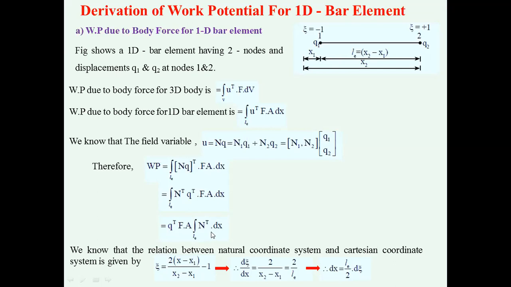Now for simplification, just replace the Cartesian coordinate system with the natural coordinate system. We know the relation between natural coordinate system and Cartesian coordinate system, which is given as zeta equals 2 times (x minus x1) by (x2 minus x1) minus 1. Differentiate zeta with respect to x, so I get 2 by (x2 minus x1). x2 minus x1 is nothing but the length of the element, which equals 2 by LE. Therefore, dx equals LE by 2 into d zeta. Now you substitute this into this equation.